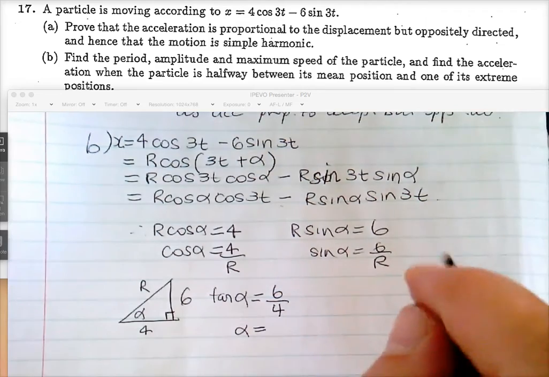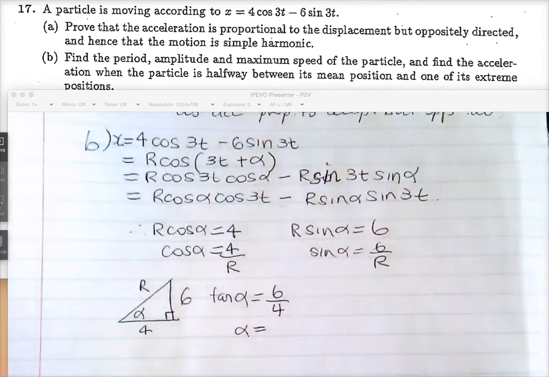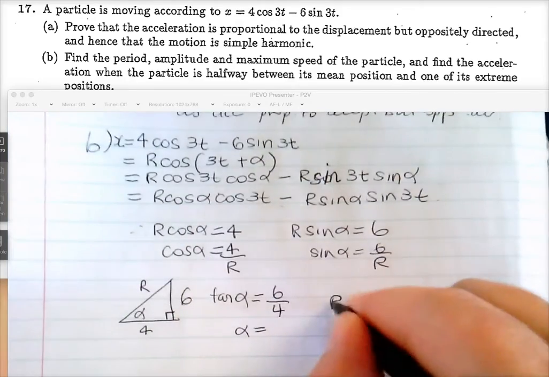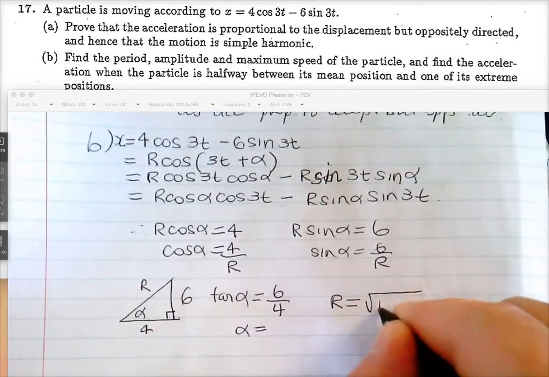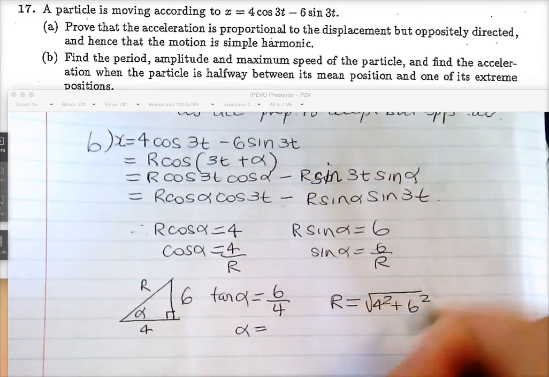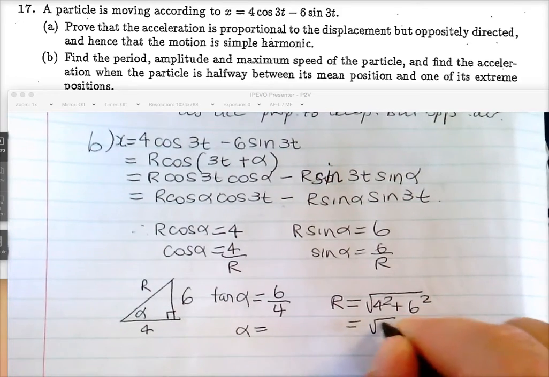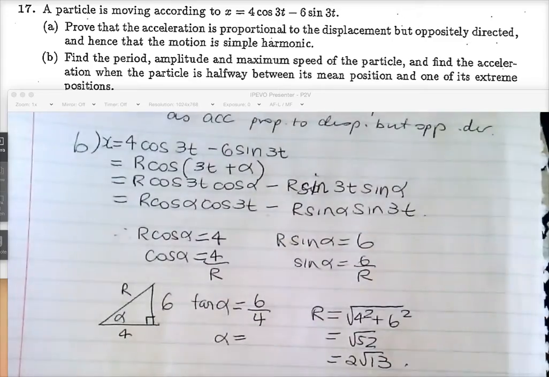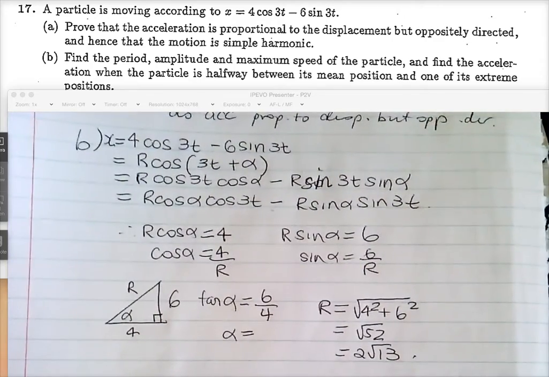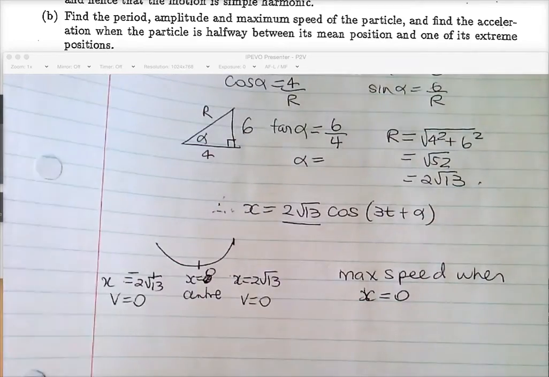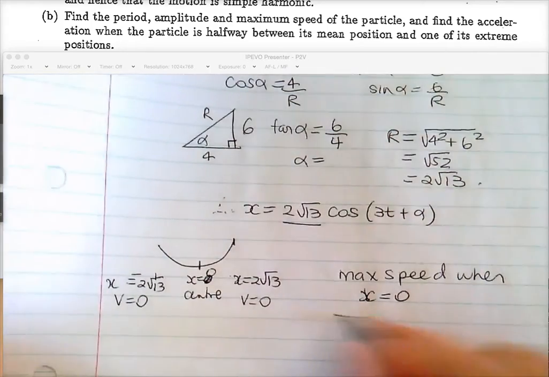Why am I working it out? Just one sec. What's R? Square root of 4 squared plus 6 squared, square root of 52, which is 2 root 13. Now, that maximum speed is when x is 0. Just leave that at the moment.